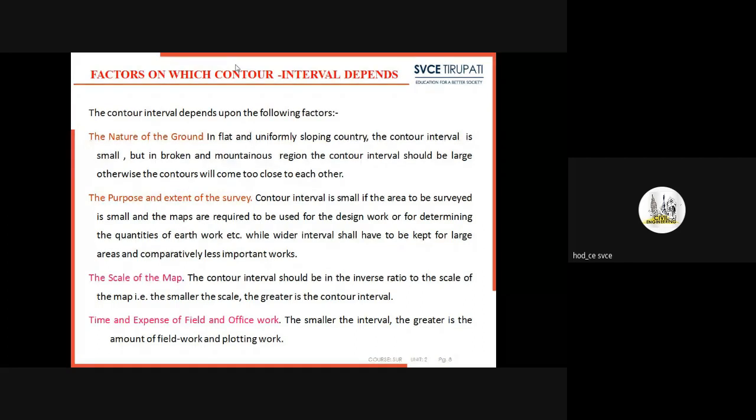I mean, one can represent it as a representative factor, another will represent it as a scale ratio, right? Like that. So should the intervals be constant or not? Some will take the interval as a constant, and some will take an interval that depends upon the contouring or else. Okay. The smaller the scale, the greater the contour interval.